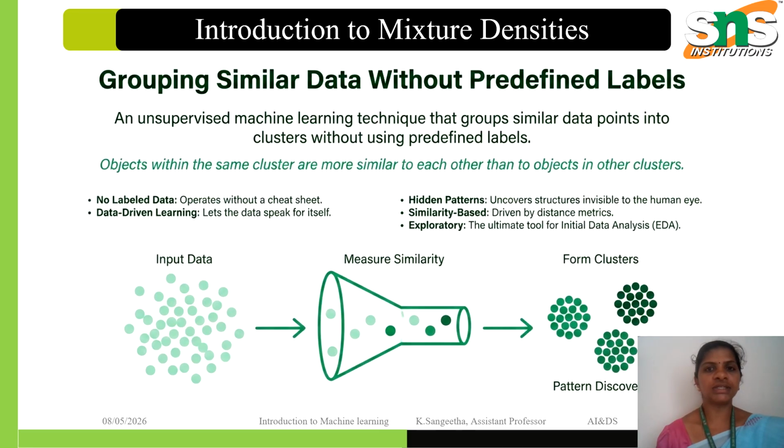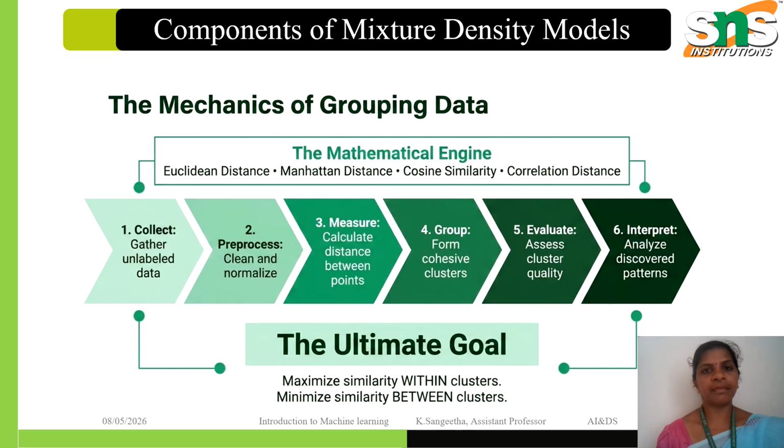A mixture density model assumes that data comes from a combination of several probability distributions rather than a single distribution. Each distribution represents one hidden cluster. The most common example is the Gaussian mixture model, where every cluster follows a normal distribution. The probability of a data point is calculated using the formula p(x) = sum over i = 1 to k, and so on.